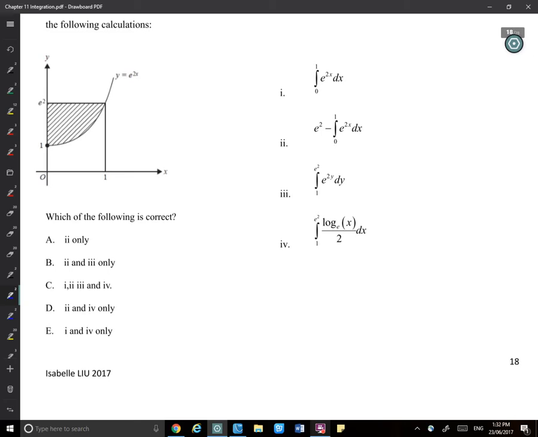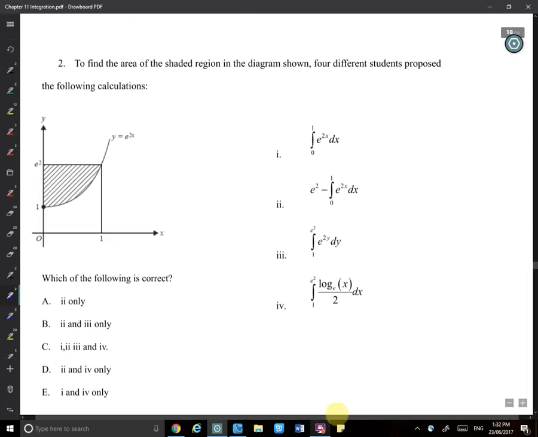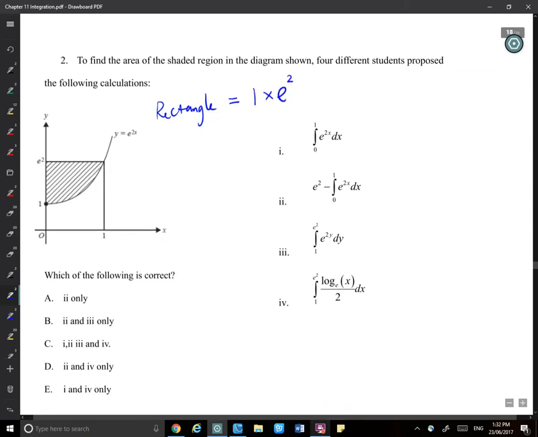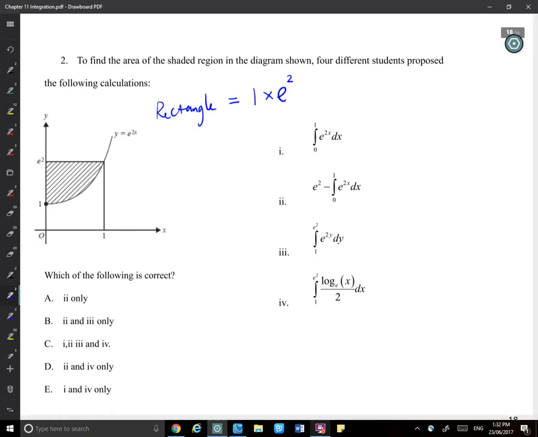What you can see is a rectangle. If you use that rectangle to subtract the white area, that will give you the shading area. Is that correct? Well, I have e to the power of 2x, and then I have 1 and e^2. So this rectangle equals 1 times e to the power of 2.